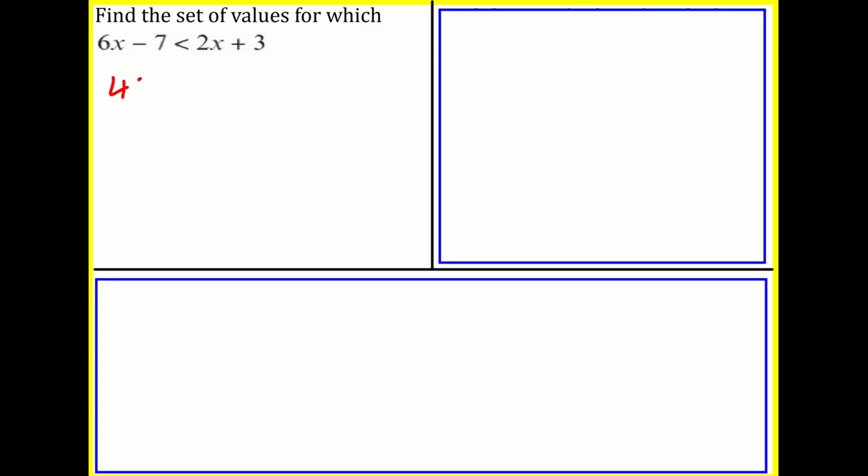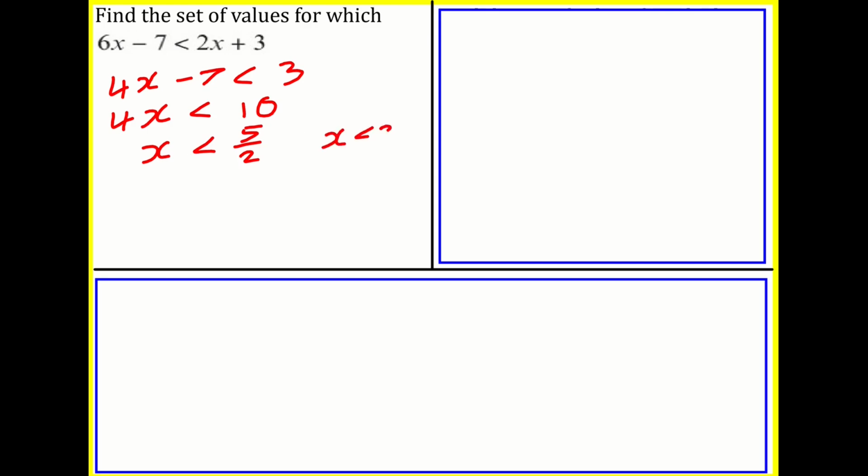I can minus 2x from both sides to give me 4x minus 7 is less than 3. I can add 7 to both sides, which gives me 4x is less than 10. And I can divide through by 4, so x is going to be less than 10 over 4 or 5 over 2. Absolutely fine to leave it as a fraction. You could write it as x less than 2.5 if you wanted.